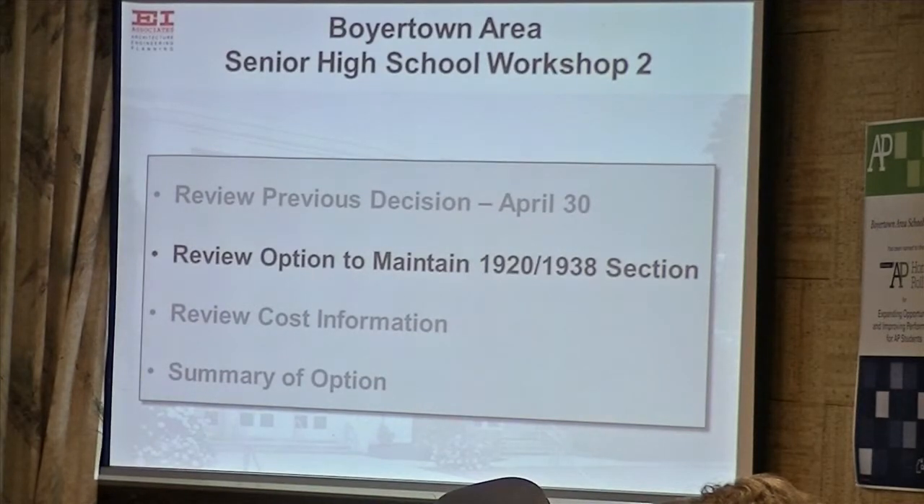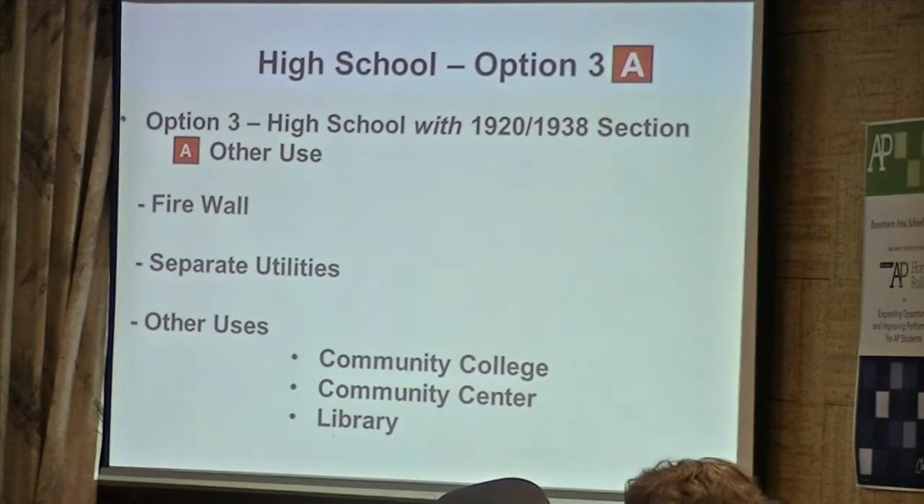So we're going to review the options and the costs to maintain the 1920 section. What we're calling option 3 is the current option that we're proceeding with, and now we want to look at A and B. There are a couple of things we talked about in the past, over the several months that we've been working on this project. We talked about the need to put a firewall in if you don't renovate the building.